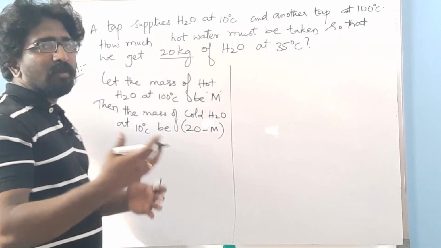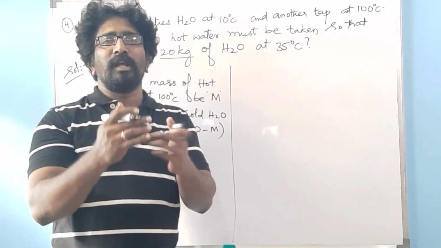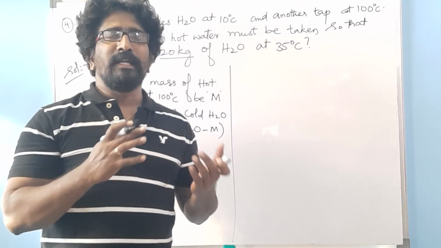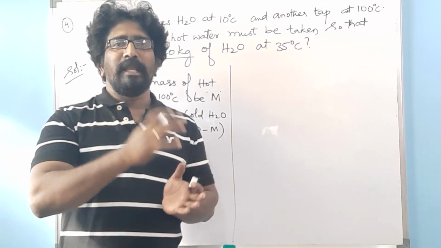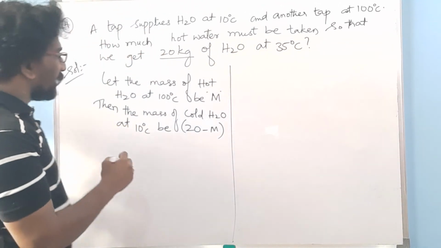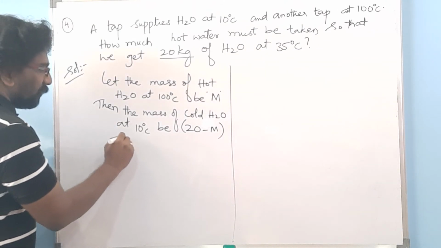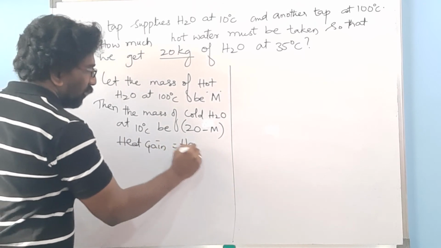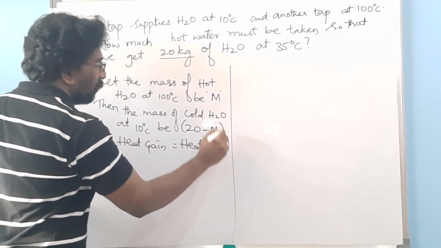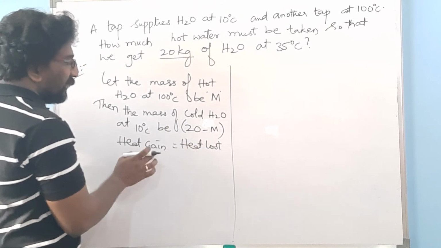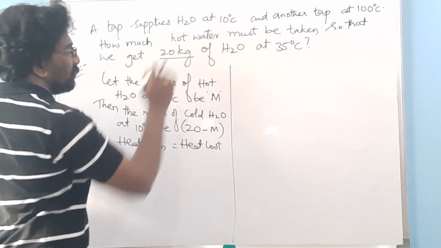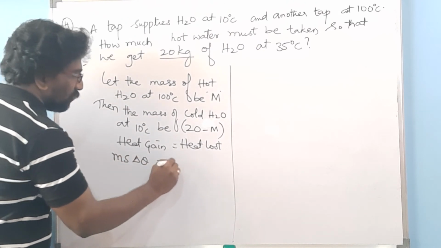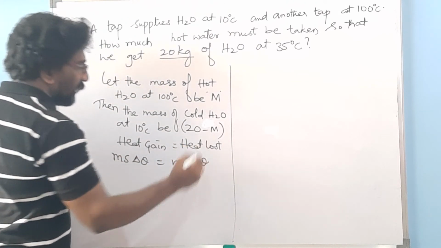So now what is happening here? Whenever cold water mixes with hot water, one will be losing heat energy, the other will be gaining heat energy. It is based upon the principle of calorimetry. Heat lost equal to heat gain. Heat lost is being done by the water at 100 degrees Celsius. Heat gain happens by the water at 10 degrees Celsius. So write down the formula: M into S into delta theta is equal to M into S into delta theta.